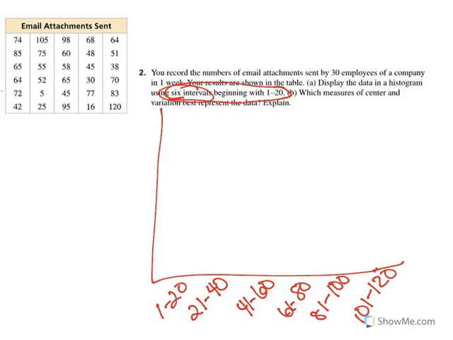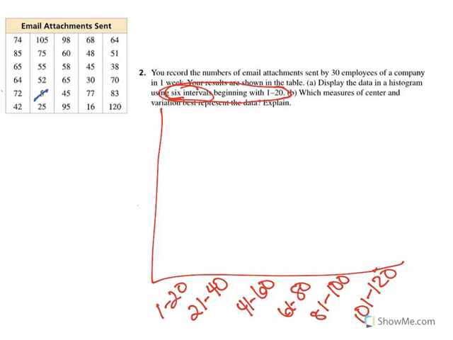Now we need to think about how high we are going to go up on the y-axis. How high are we going to go up over here? I don't know. Let's find out. So we need to figure out how many things are in each of these intervals. So from 1 to 20, we need to count.